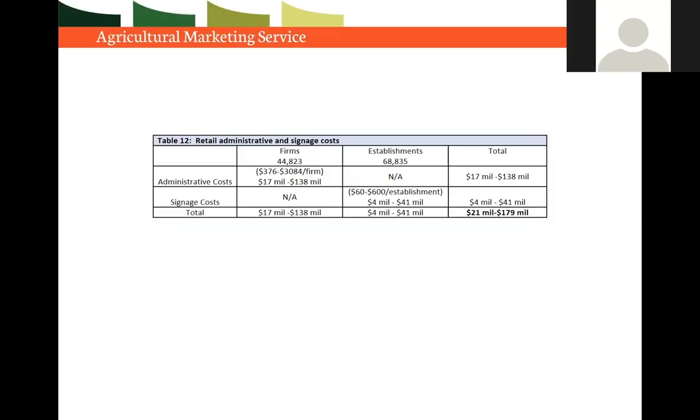The first costs retailers would incur are the administrative analysis costs related to determining the applicability of the law. USDA assumed that firms with multiple establishments would centralize these costs at the headquarters level or the firm level, so that administrative costs are incurred only there. As shown in Table 12, total administrative costs would be $17 million to $138 million.